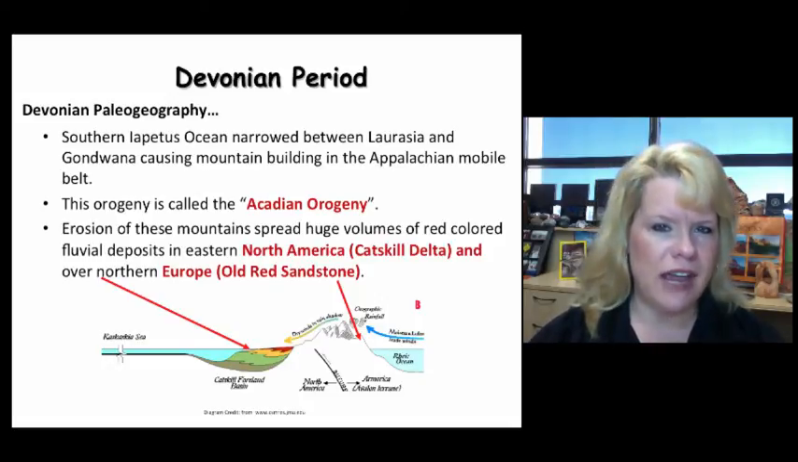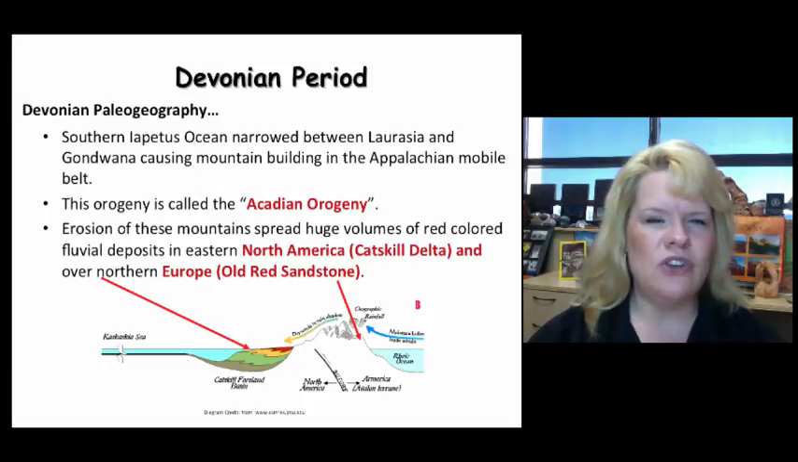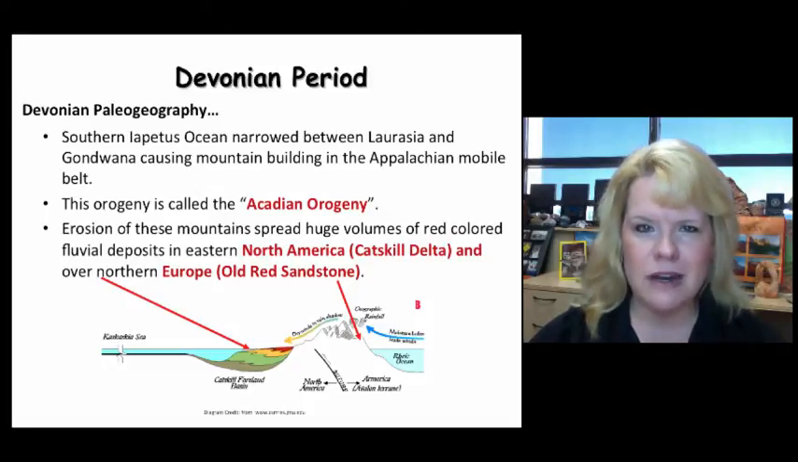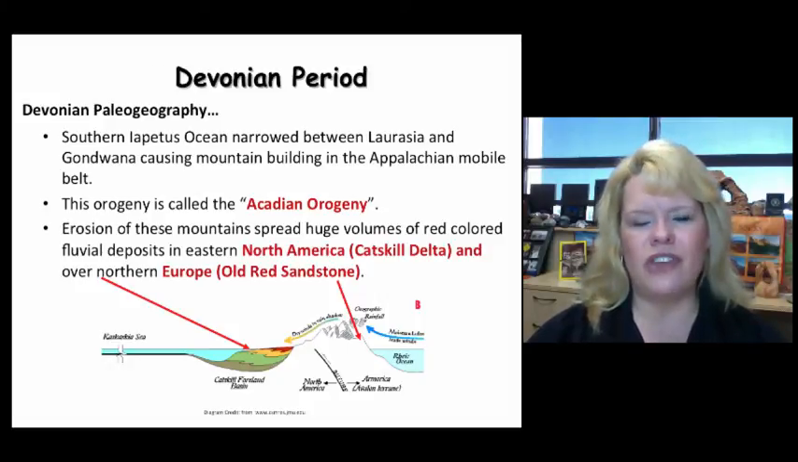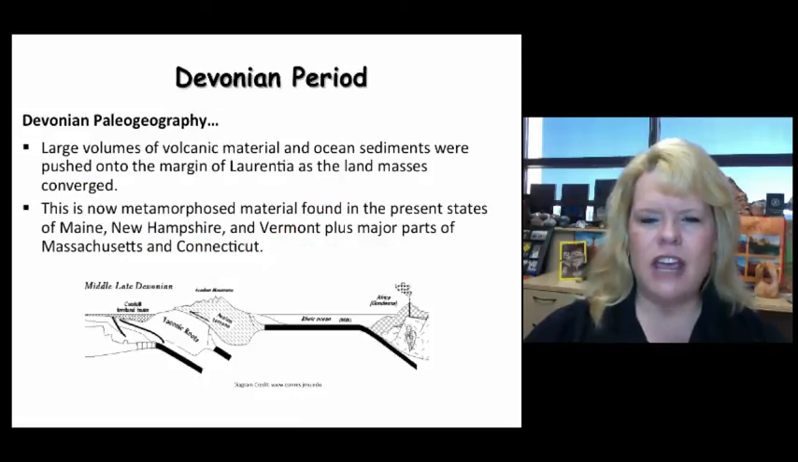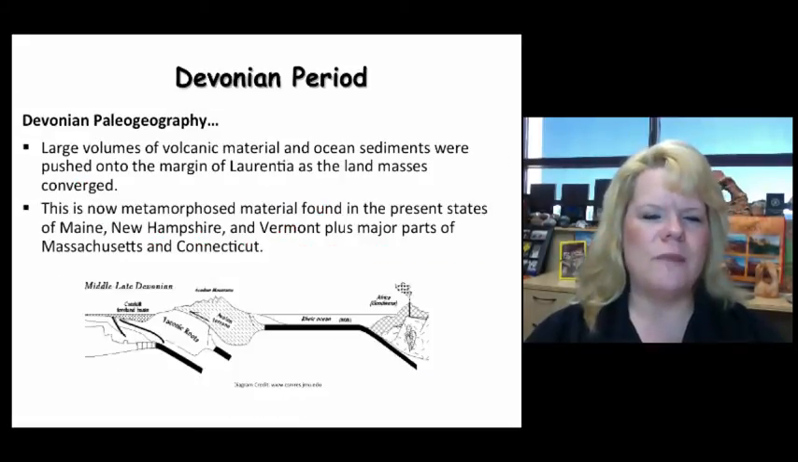more of a deltaic situation where you could imagine almost the Mississippi feeding into the Gulf of Mexico, except there's a giant mountain there. So we're eroding down the same sediments. Let's take a look at how this occurred.